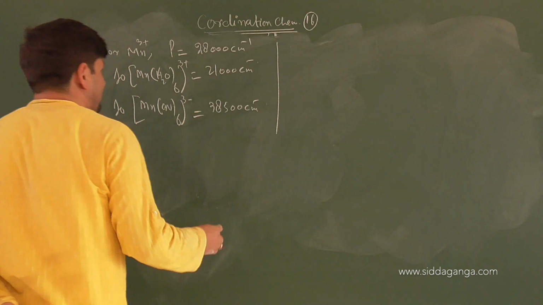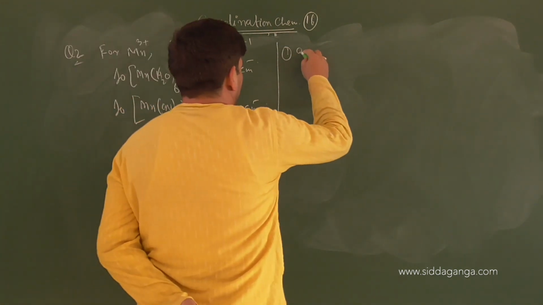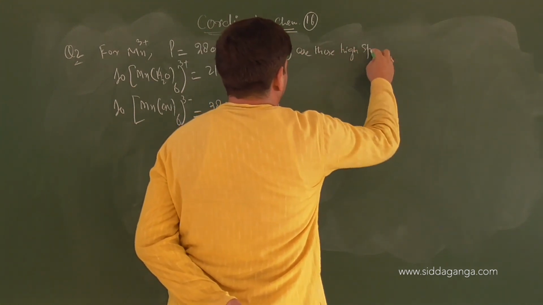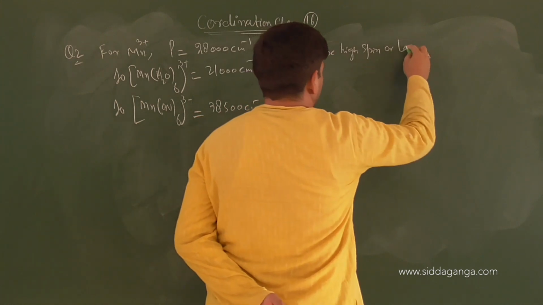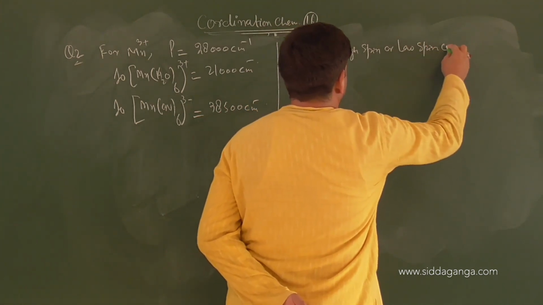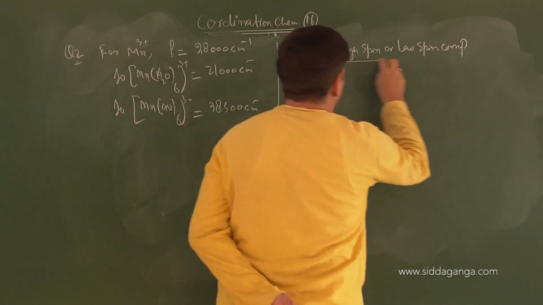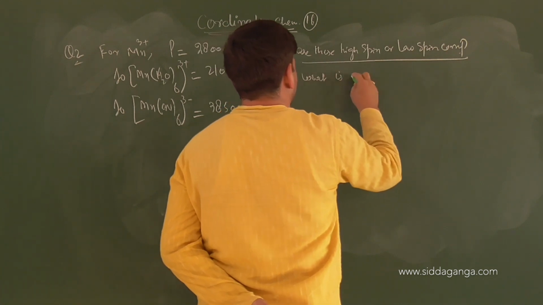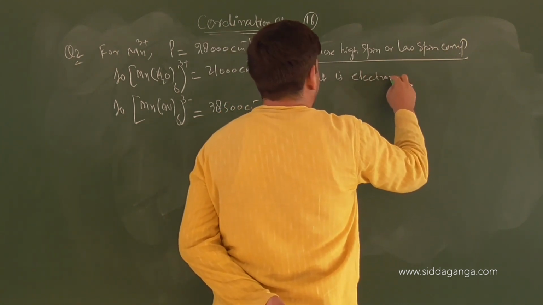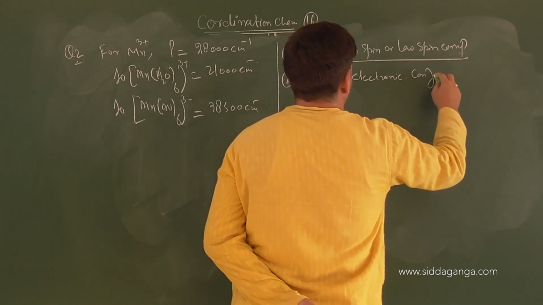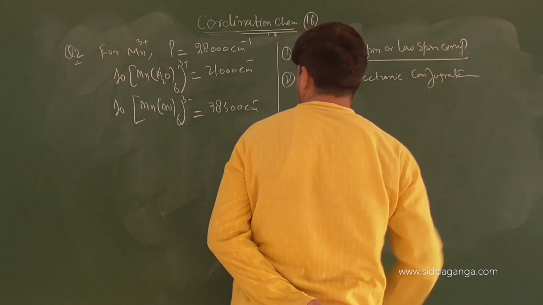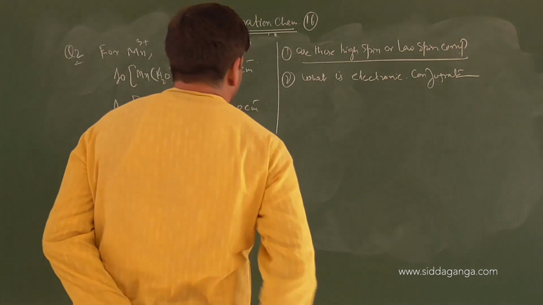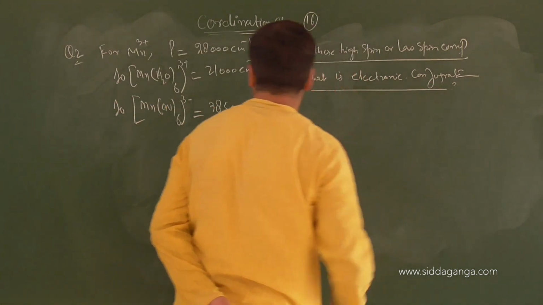These two. Number one, first question: are these high spin or low spin complexes? This is the first part of the question. And the next question: what is the electronic configuration? These are the two questions asked with respect to this problem.